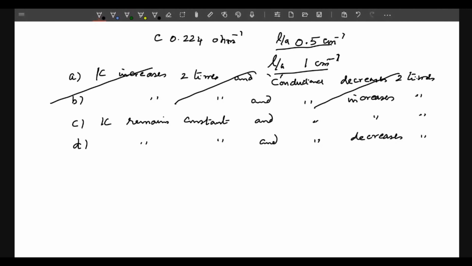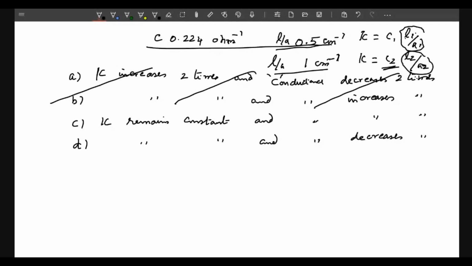Therefore, of these 2 options, one would be the correct option. And you should find out the conductance C. You make use of kappa equal to C1 L1 by A1. This is the one cell constant. Kappa is the same, C2 L2 by A2. This is another cell constant. Find out what is the relationship between C1 and C2, and give the correct answer, whether it increases or decreases. You find the correct way.